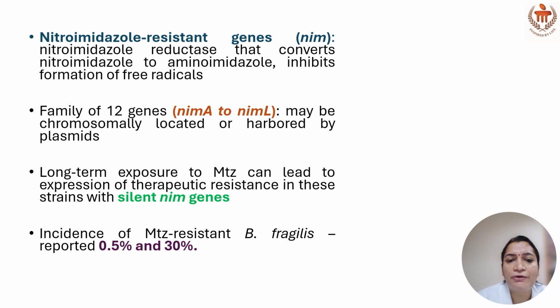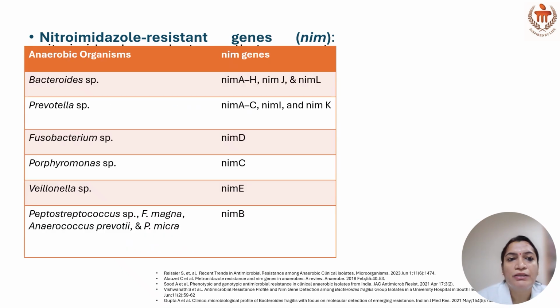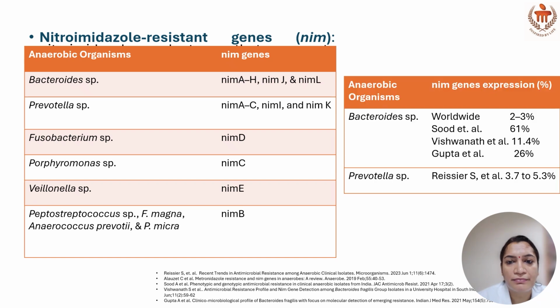So the incidence of resistance in Bacteroides fragilis, globally, the resistance rate ranges from 0.5 to 30%. This table highlights different NIM genes expressed by different anaerobic organisms. It tells us about the expression rate of NIM genes, as reported by different authors in their studies.